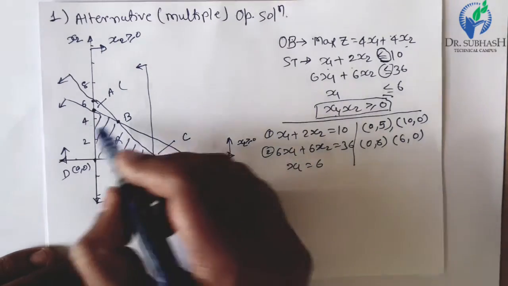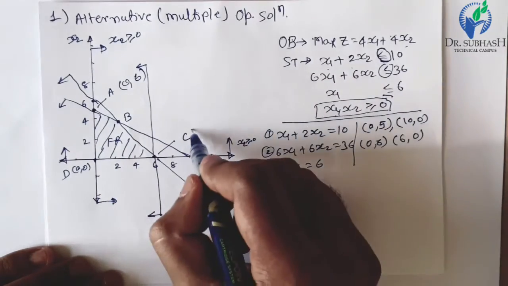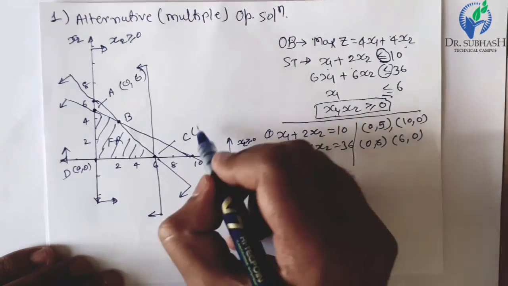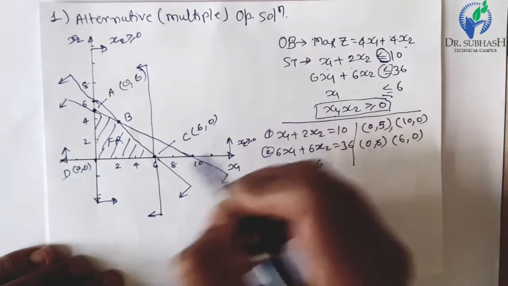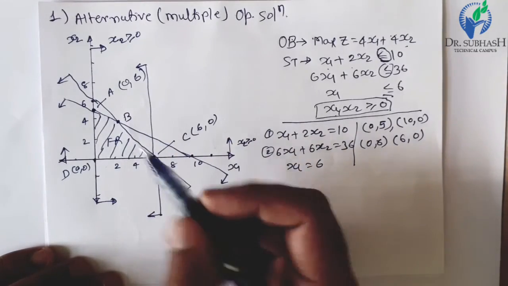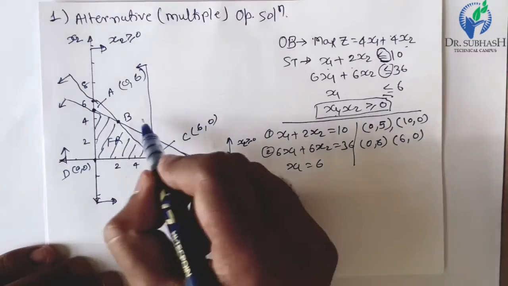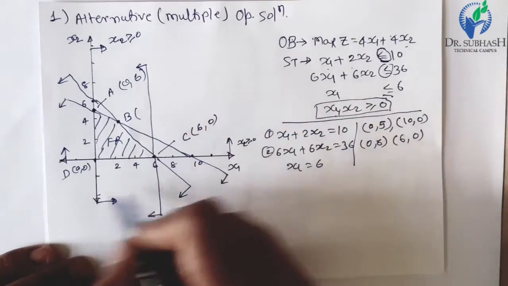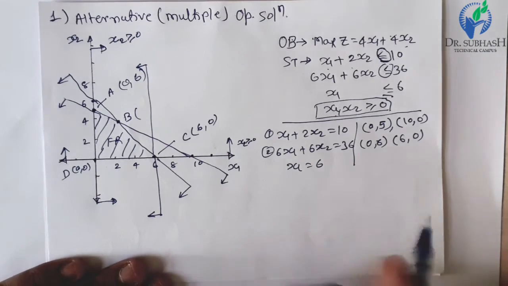Say for the A, value of x1 is 0 and value of x2 is 6. For the C, we can directly write from the graph, say x1 equal to 6 and x2 equal to 0 here. But for the B, if you have drawn correctly or as per scale, you can observe the value directly from the graph. But here it is just an approximation.